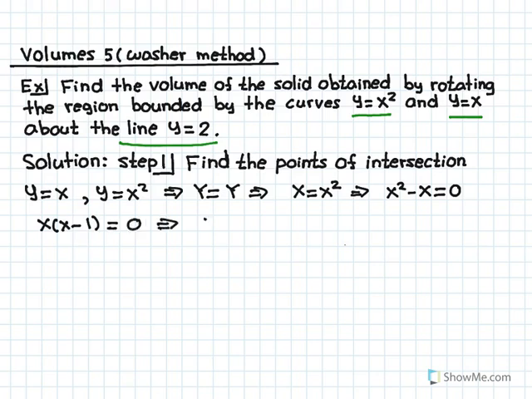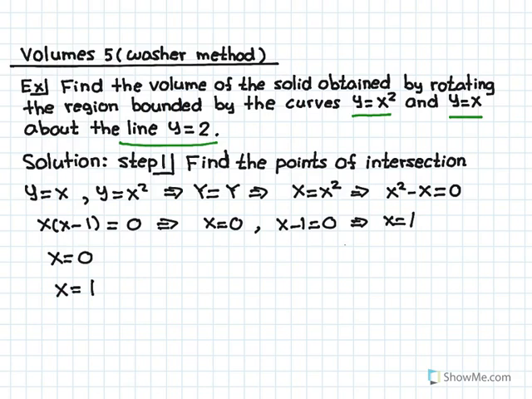And let's solve for x. We get x equals 0. And we get x minus 1 equals 0. Solving for x, we get x equals 1. So we have x equals 0 and x equals 1 as the x coordinates of the intersection.